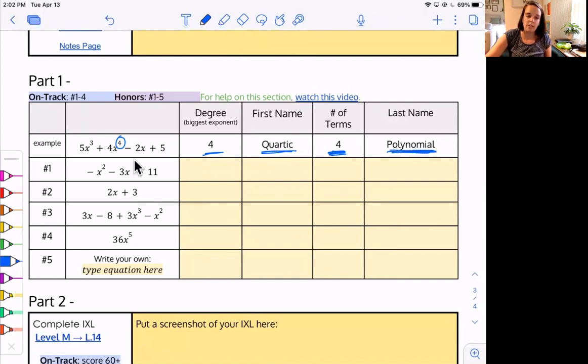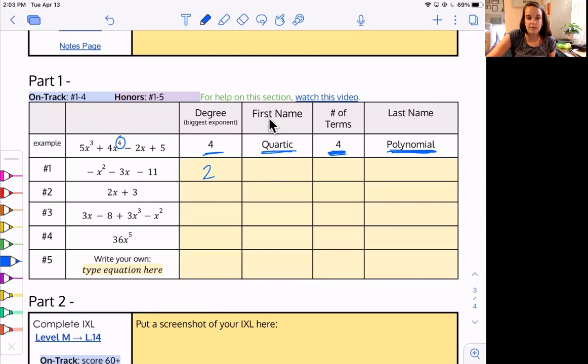So when I'm thinking about number 1, I'm thinking, okay, I have my degree, my biggest exponent. What's my biggest exponent in number 1? Two, absolutely, Mia Q. 2 is my biggest exponent. I have x squared, I have x to the 1, and then I have no x here, so that one doesn't matter. So x squared is my biggest one, so I'm going to put a 2 here.